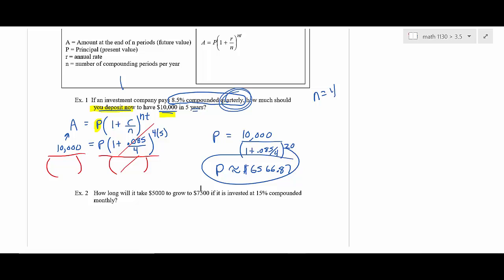And one of the keys is always to know the difference between A and P. P is what you start with, A is what you end up with. And this one has logarithms because it is an exponential equation. So you've got to get your logarithms and get your calculator out and solve this.